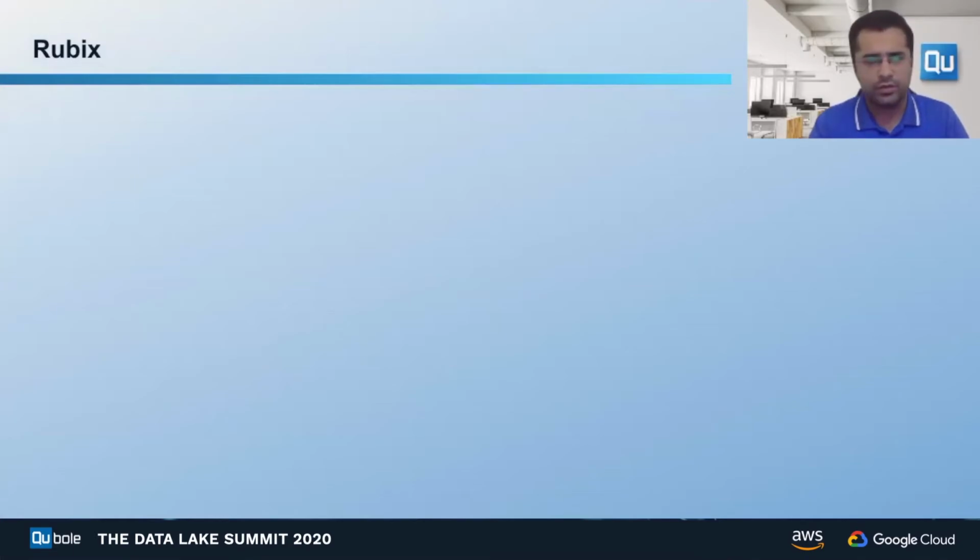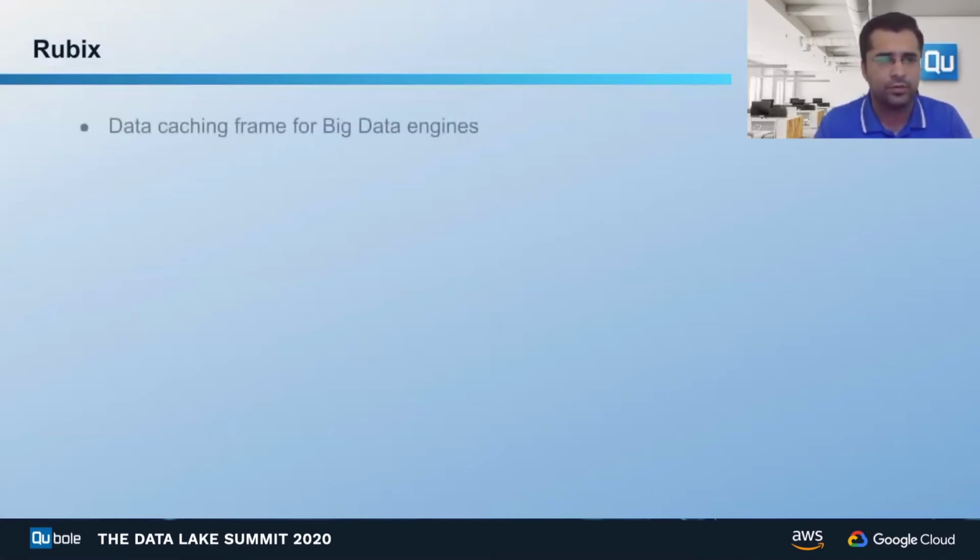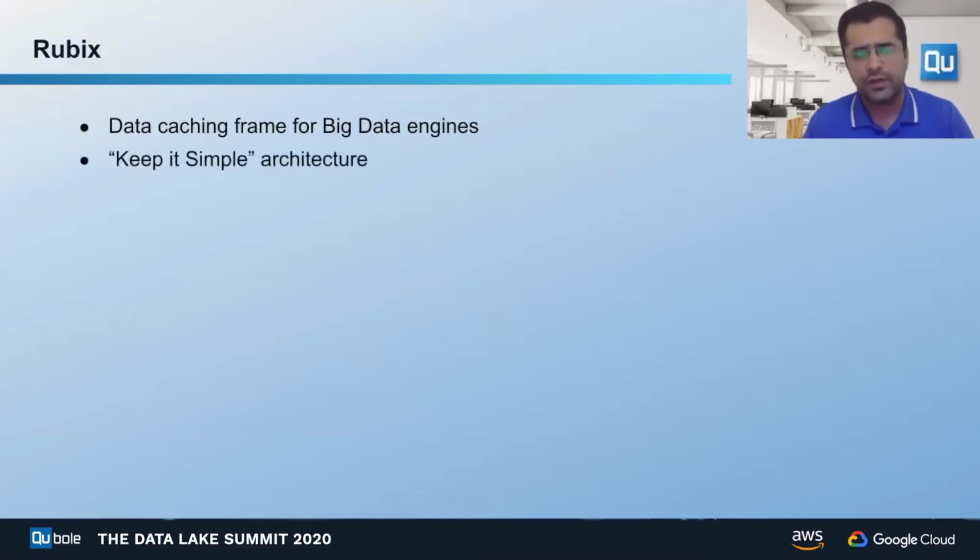Okay, quickly going through some of the key points about RubiX. We already covered what it is, right? It's a caching framework, and it's not just the big data engines that Qubole supports. Any big data engine that tries to access storage over a Hadoop-like file system layer, RubiX can be used for data caching there. And RubiX tries to follow a keep-it-simple architecture. It doesn't try to do fancy things. It tries to delegate certain parts of the functionality whenever it can to the systems which it knows can do things better than it.